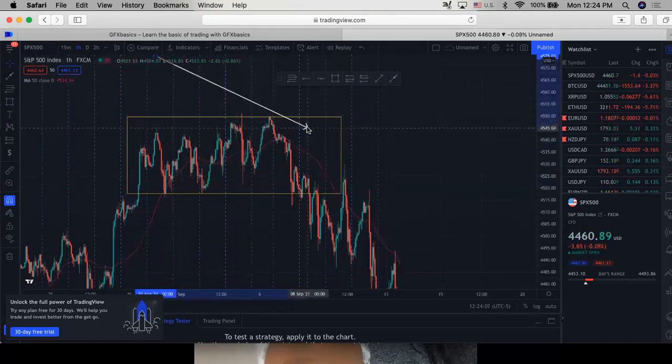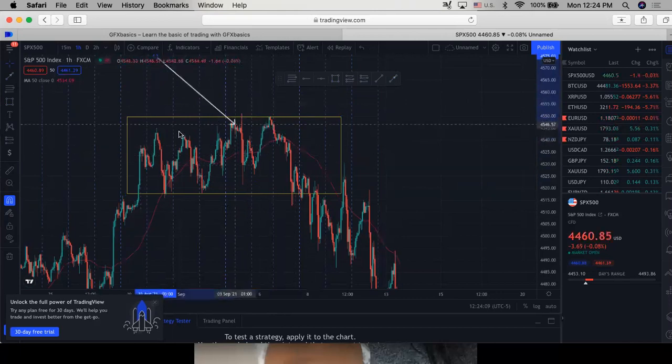So now the only thing that you have to wait on after you have this boxed up like this is for these candles to break out of the box. When it breaks out of the box, that's your signal to take the trade. That's your signal, like, this is a good setup.